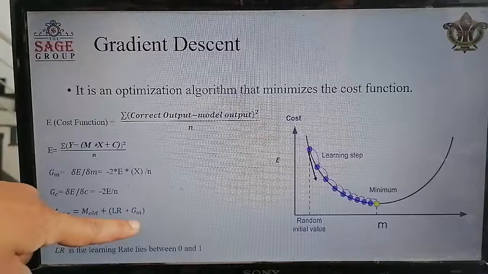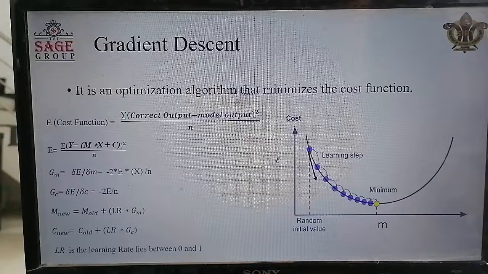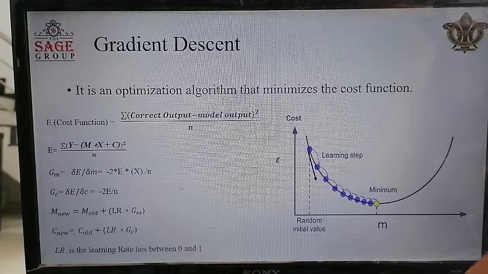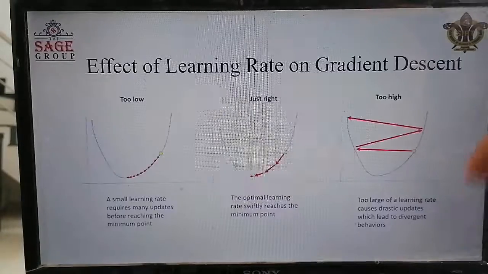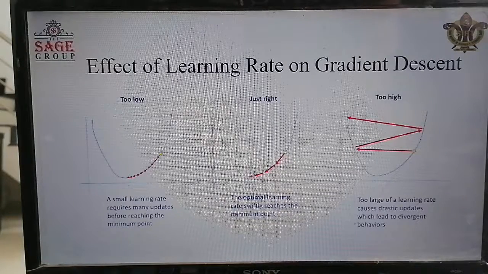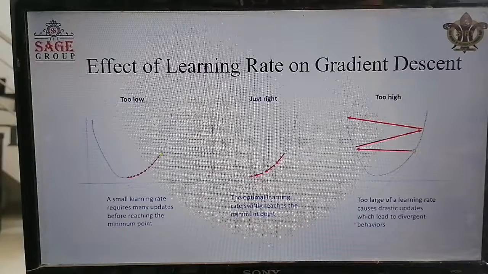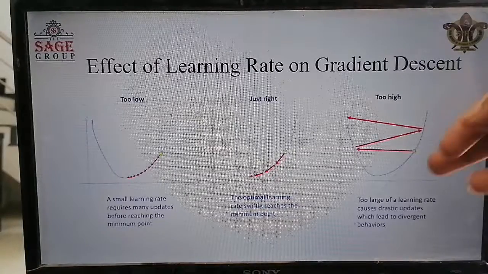But here we have multiplied the learning rate with the gradient. Let's see what the learning rate does. The learning rate is a very small value that lies between 0 and 1. By changing the learning rate, we can control the amount of change in the model parameter. If we take a very high value of the learning rate, there is a possibility that you can move down to the other side of the valley.